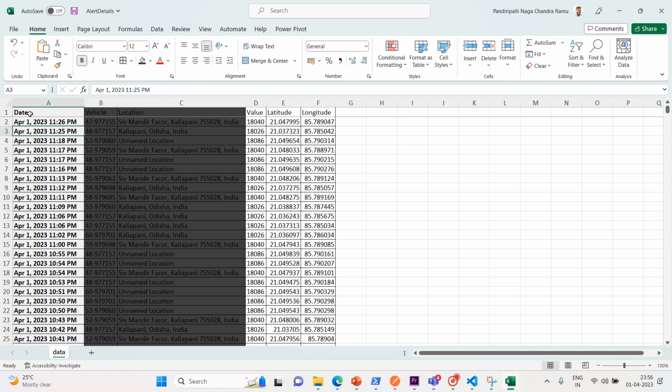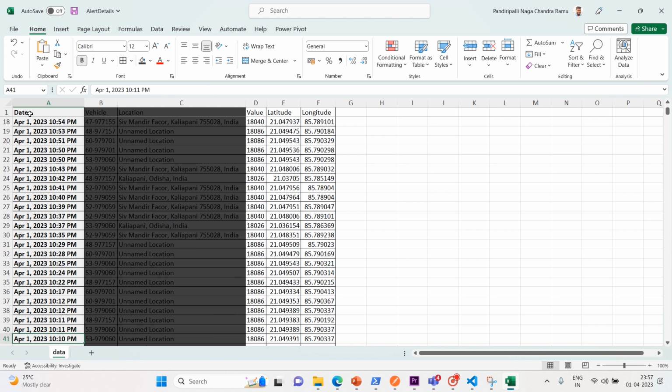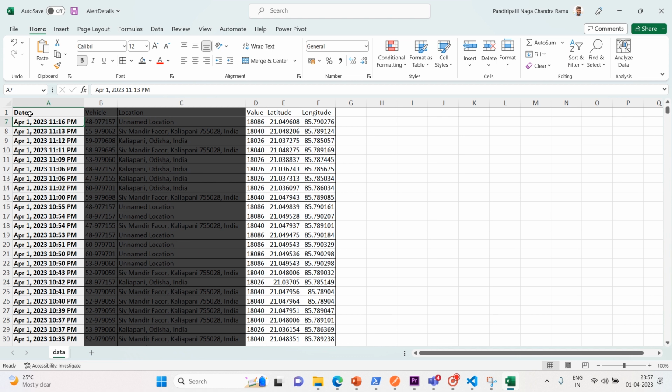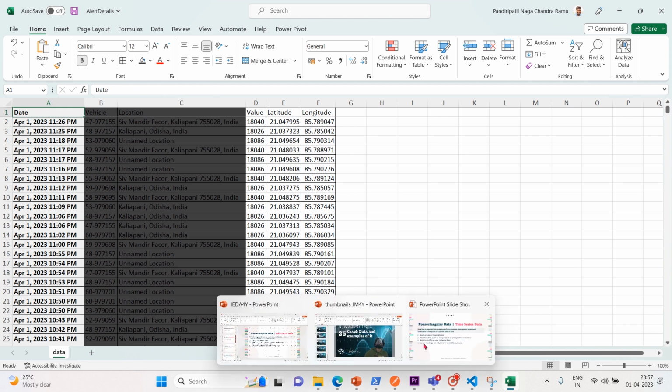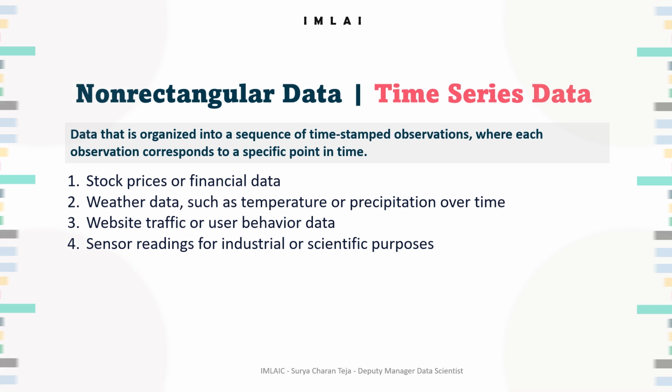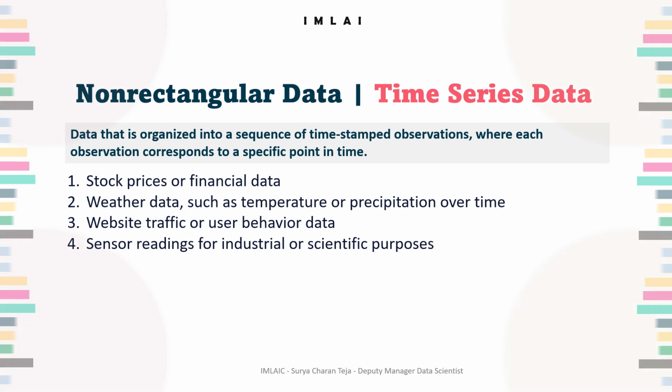I hope you have worked on time series data some other day, so I don't want to dig into this. I hope you got the point. These are some of the widely worked on time series data in industry. I hope you got it, and you understood time series data and their examples well.